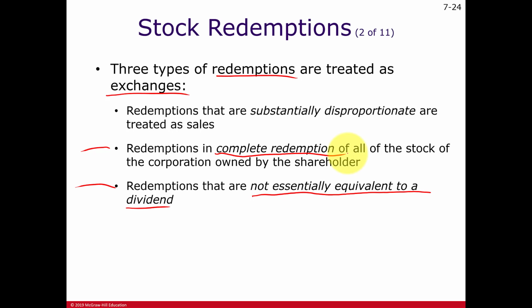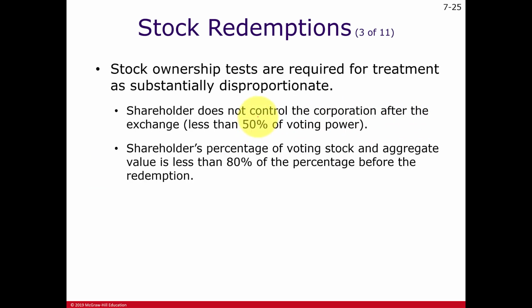Possibly a more common one to be treated as an exchange is where you meet a test called substantially disproportionate. And you have really two different tests. One is a 50% test and another is an 80% test. The 50% test says that your ownership after the redemption has to be less than 50% of all the shareholders. In other words, you don't control the corporation.